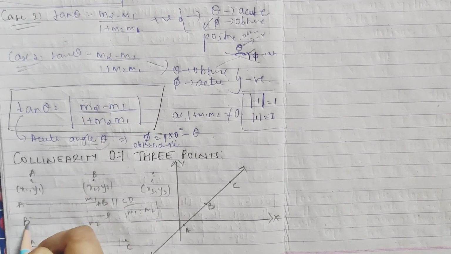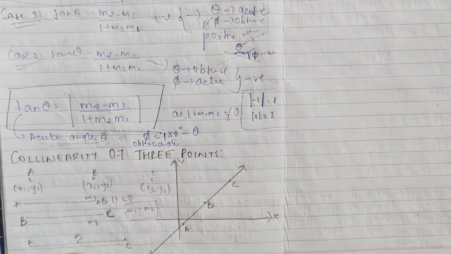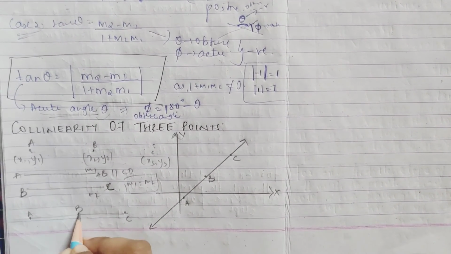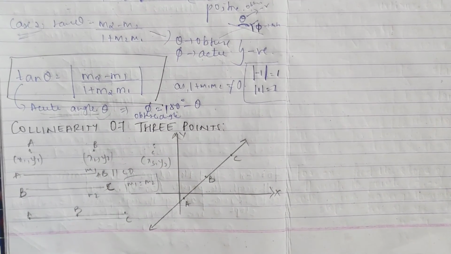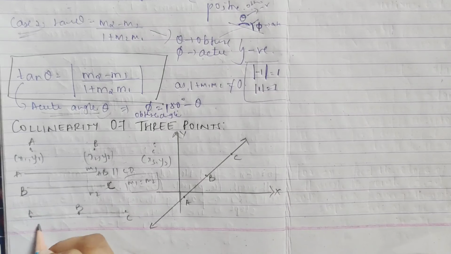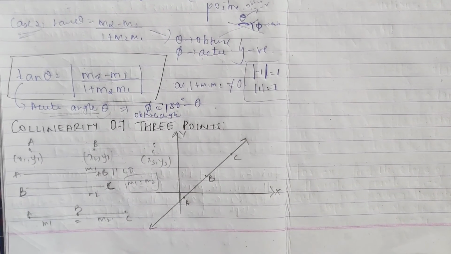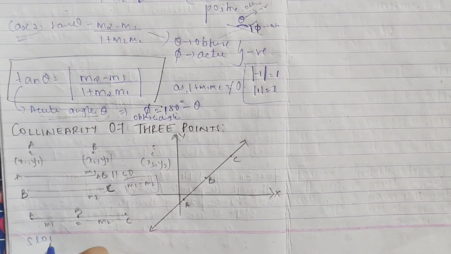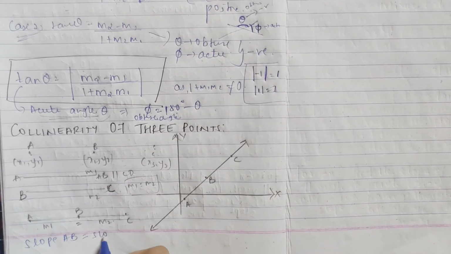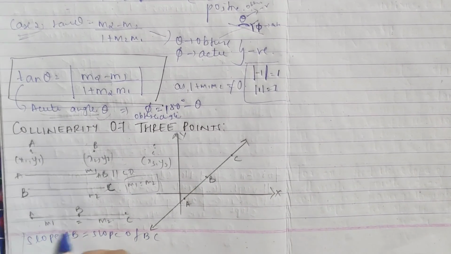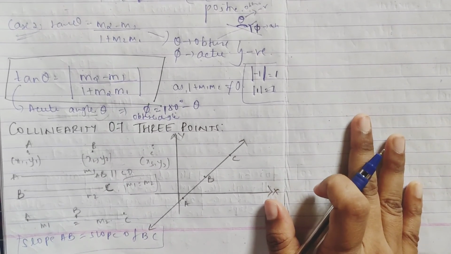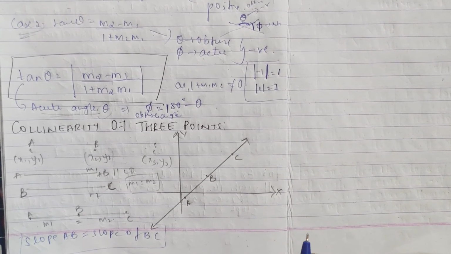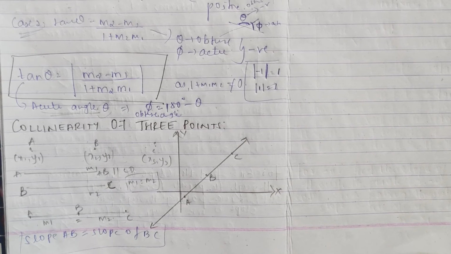If I take this as BC only, the 2 parallel lines are coinciding, right? They are coinciding with one common point. When they were parallel, the slopes were equal only, right? So when they coincide with one point, obviously the slopes will also be equal. So here I can say slope of AB is equal to slope of BC. This only means collinearity of 3 points. Collinear means 3 points lying on the same line. If 3 points or 2 points are lying on the same line, they are called collinear.